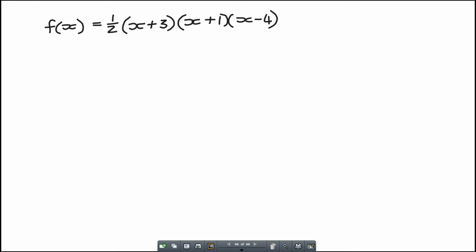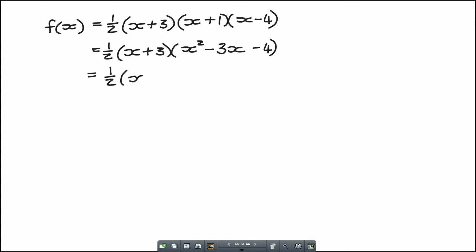En nou mense is dit gewone inmaal. I want to try and get rid of those brackets. So I'm first going to eliminate those last two. That will become x squared minus 3x minus 4. Okay. Nou gaan maal ek my twee hakkies met mekaar. So x to the power 3 minus 13x minus 12.